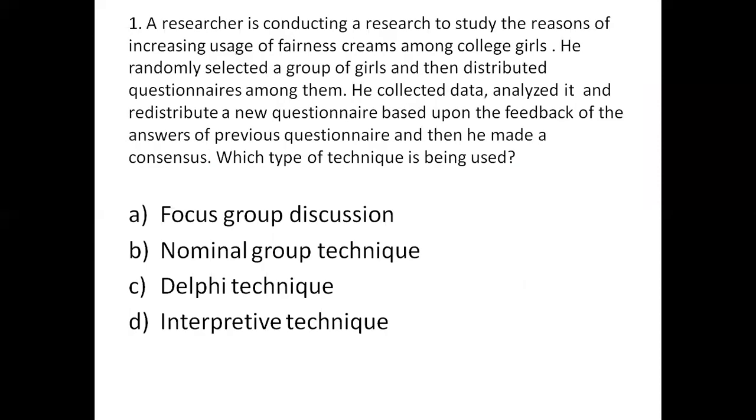Now come towards the MCQ session. The first MCQ is, a researcher is conducting a research to study the reasons of increasing usage of fairness creams among college girls. He randomly selected a group of girls and then distributed questionnaires among them. He collected data, analyzed it, and redistributed a new questionnaire based upon the feedback of the answers of the previous questionnaire, and then he made a consensus.